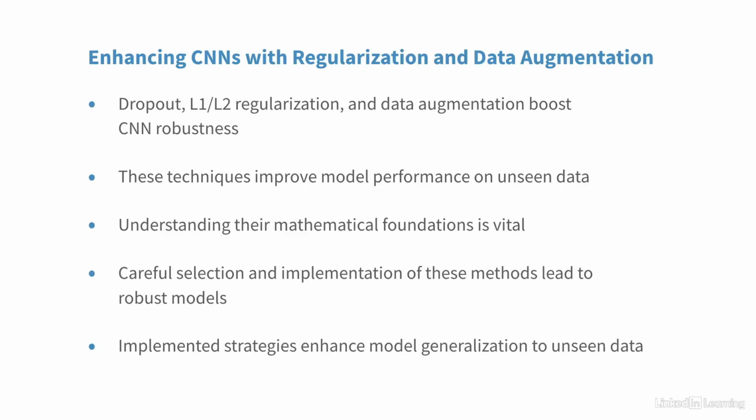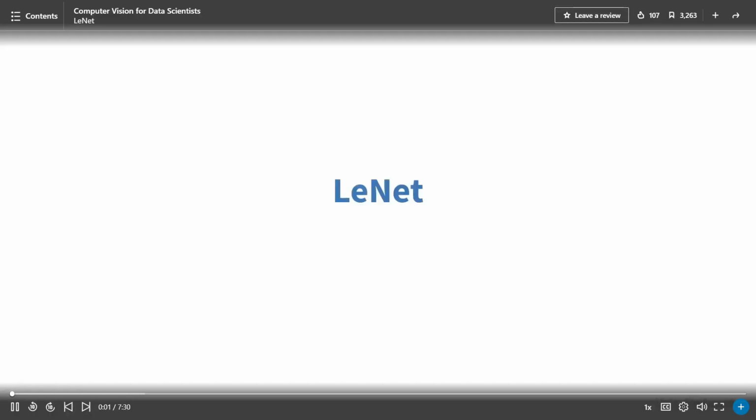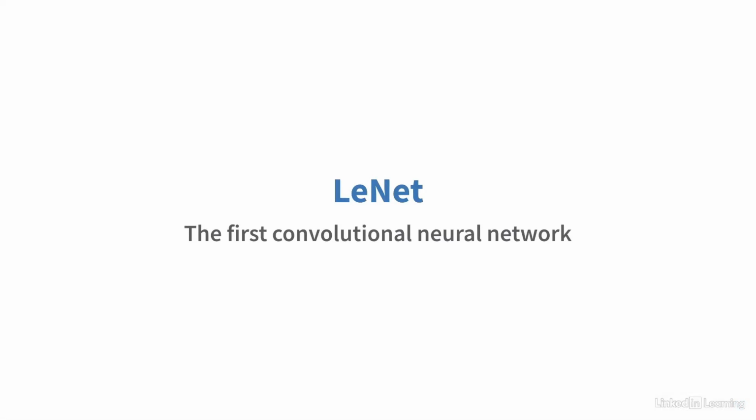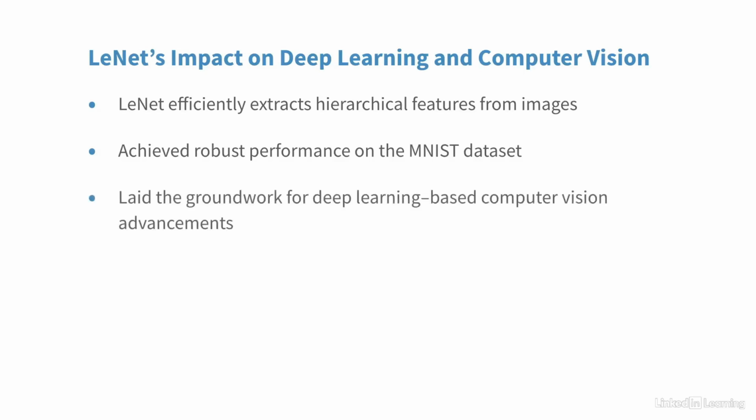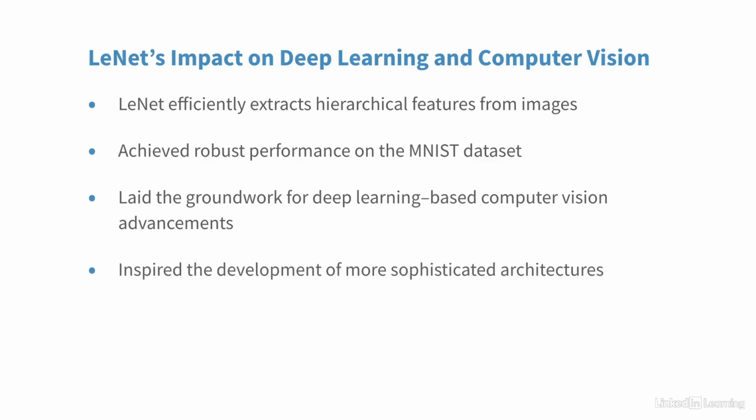LeNet, developed by Yann LeCun and his team in the 1990s, is a pioneering convolutional neural network that significantly impacted the field of computer vision. Its introduction marked a turning point, demonstrating the potential of neural networks in tasks such as image classification. LeNet's architecture efficiently extracted hierarchical features from input images and achieved robust performance on the MNIST dataset of handwritten digits. Its success laid the groundwork for subsequent advancements in deep learning-based computer vision techniques, inspiring the development of more sophisticated and powerful architectures.